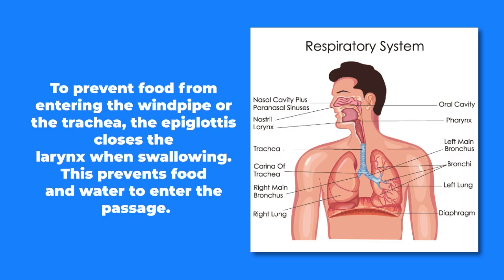To prevent food from entering the windpipe or the trachea, the epiglottis closes the larynx when swallowing. This prevents food and water from entering the passage.